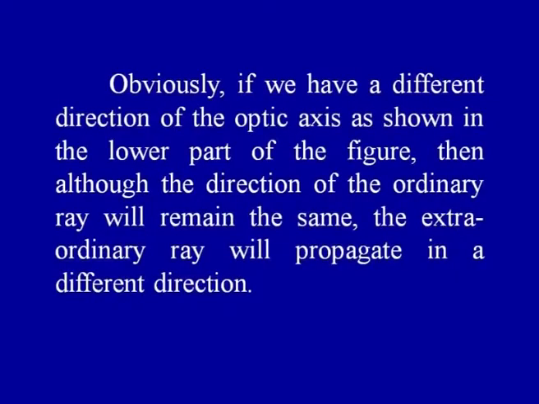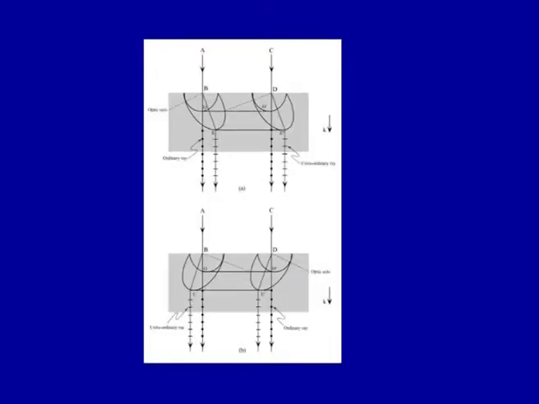Now, obviously, if we have a different direction of the optic axis as shown in the lower part of the figure, then although the direction of the ordinary ray will remain the same as it should, remember the ordinary wave satisfies Snell's laws of refraction, the extraordinary ray will propagate in a different direction now. This is because the direction of the optic axis has changed, and it has changed the orientation of the ellipsoid of revolution.